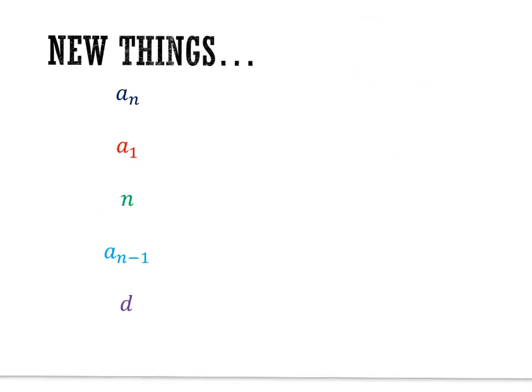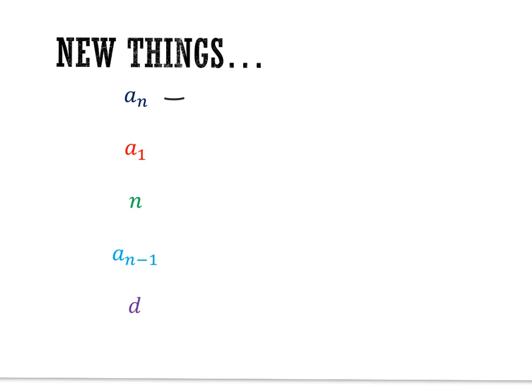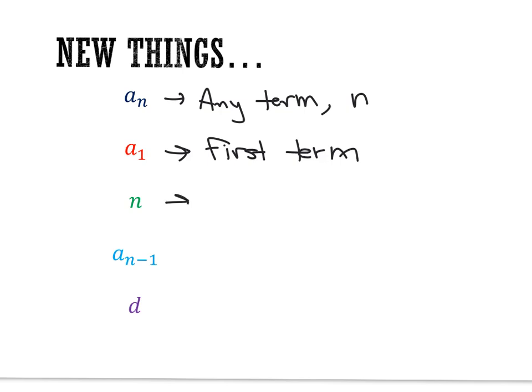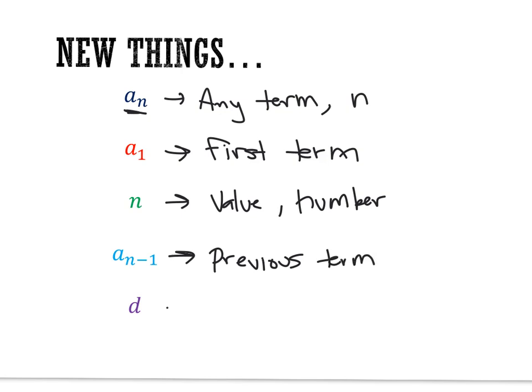And then finally, just a side note, a couple of things that we're going to want to make sure that we know. a sub n is any term, and that number is n. a sub 1 is my first term. n is just a value. It's the number that we want. So it's going to reference a term, but the idea is we use a sub n to talk about the term. a sub n minus 1 would be the previous term. And then the lowercase d is our common difference.